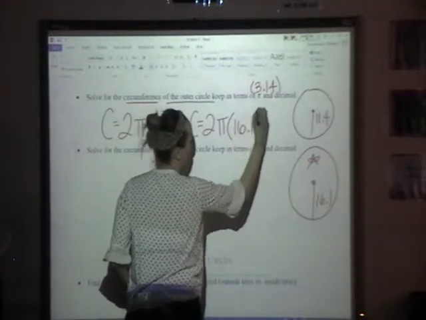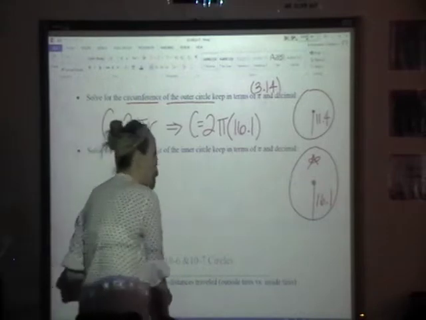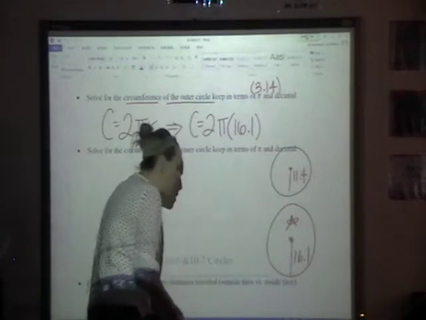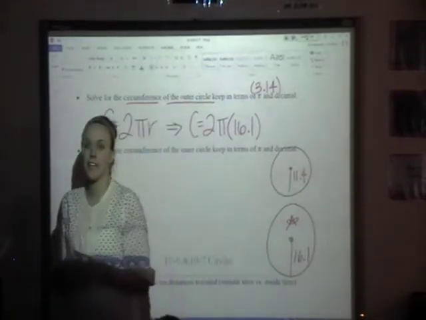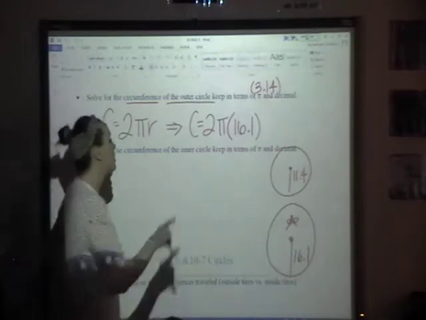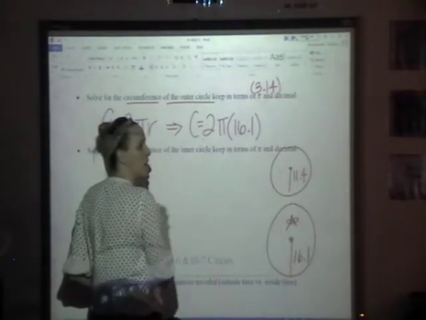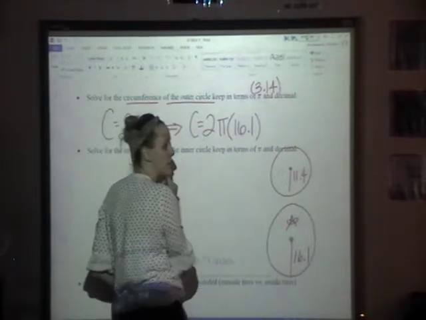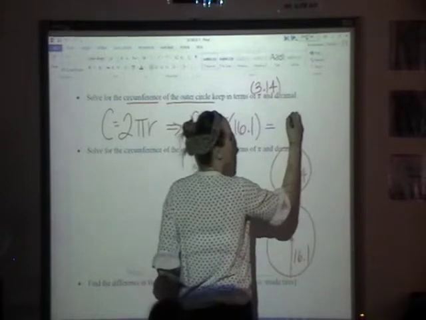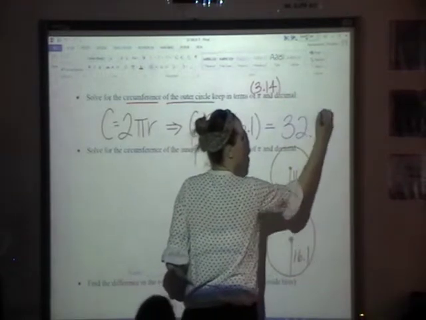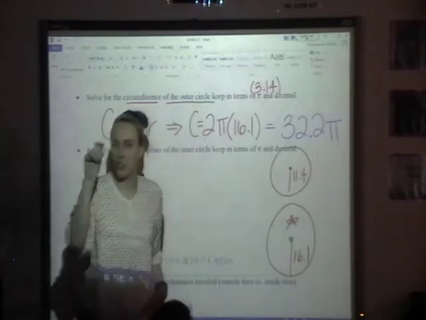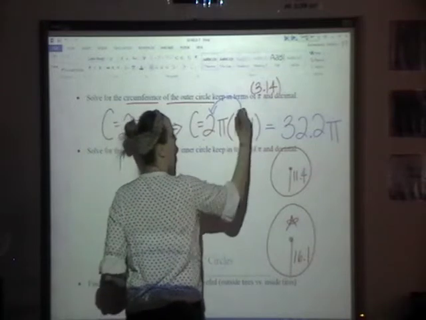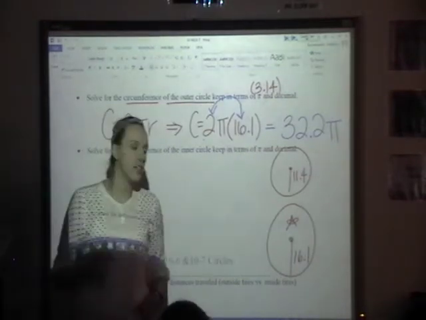My radius is 16.1. The first thing that we want to do is make sure we keep that in terms of pi. When we keep it in terms of pi, that means we multiply our whole numbers together and just leave pi on the end. So we're going to multiply 2 times 16.1. 2 times 16 is 32. And 0.1 times 2 is 0.2. So we get 32.2 pi. That's your first answer. Leaving in terms of pi means you multiply your whole numbers together and you tack on pi at the end. So 32.2 pi.